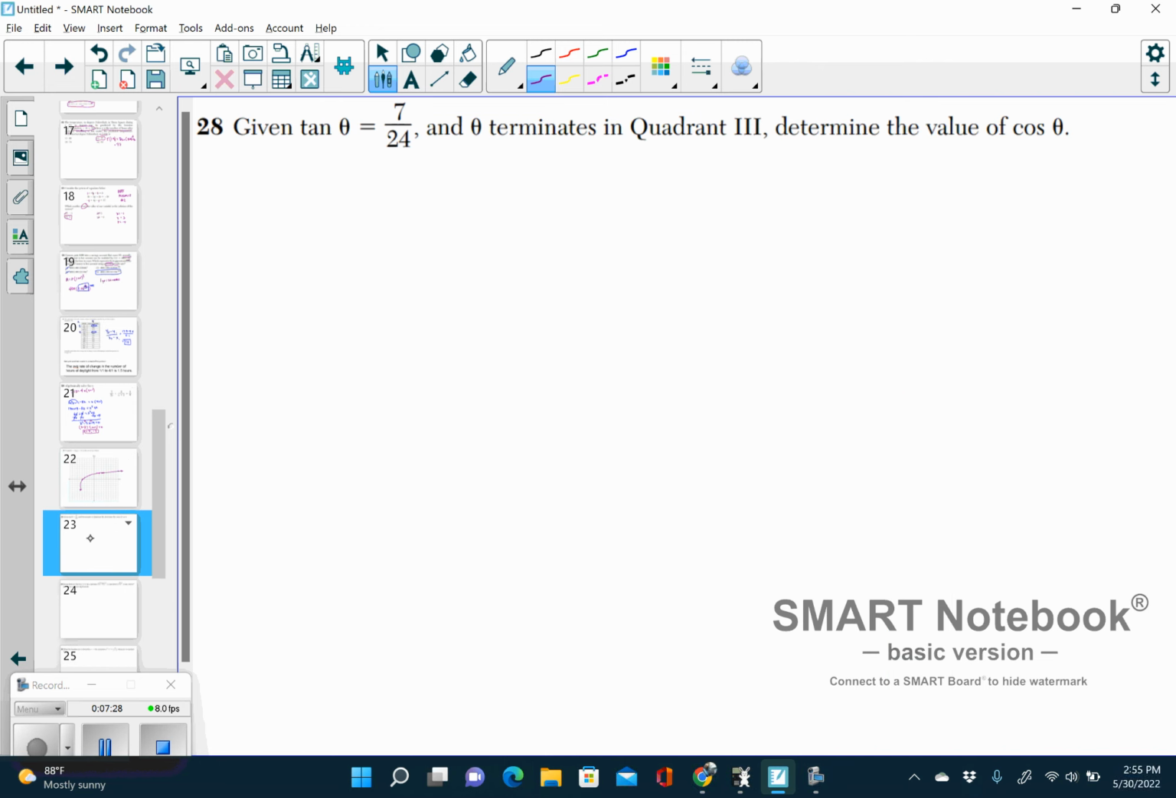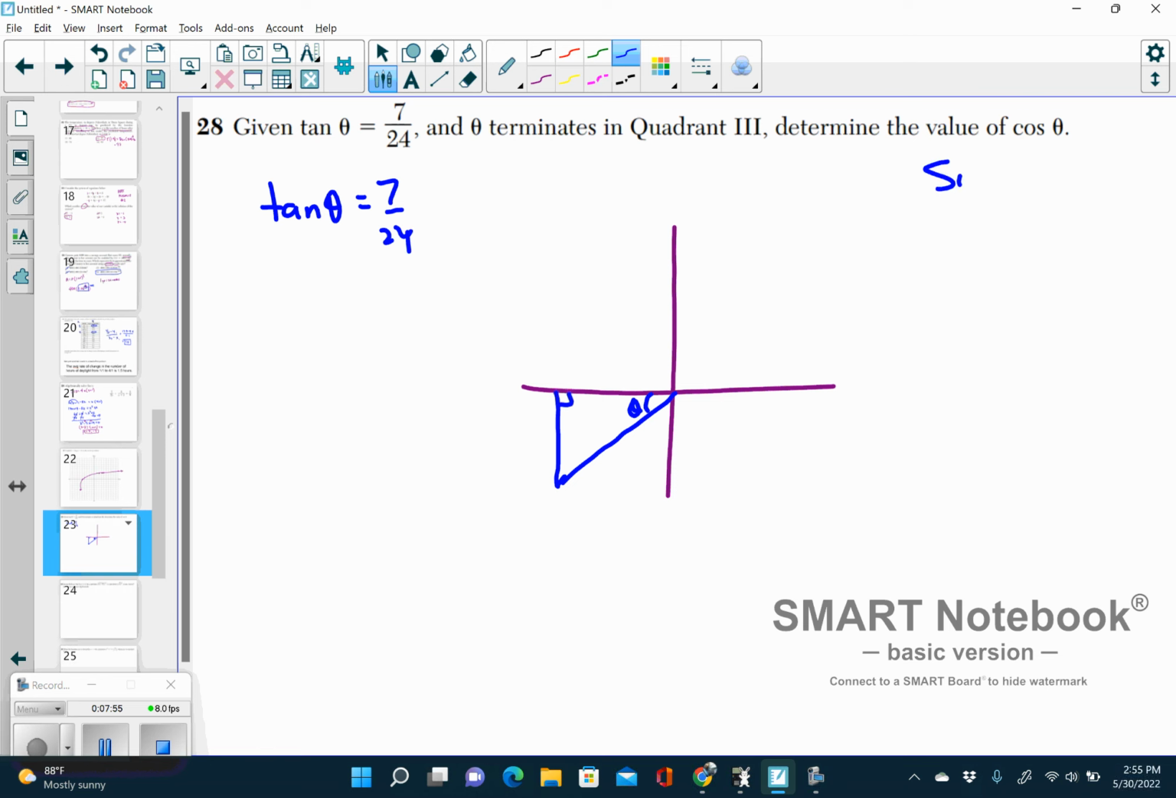Okay. So the next one, given tangent is equal to 7 over 24. So we're in quadrant 3, which means that we're right over here somewhere. So I'm going to draw my right triangle from it. So here's my theta. So theta terminates in quadrant 3. So tangent of theta is equal to 7 over 24. So just to refresh your memory, SOH CAH TOA, right? TOA stands for opposite over adjacent.